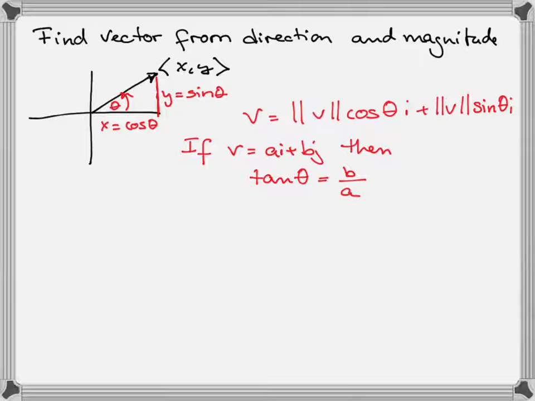Now, if the angle theta is really tangent, it's y over x, sine over cosine. So tangent theta here with my triangle would be sine theta over cosine theta. Now, if the vector is in standard form with ai plus bj, then the tangent theta is b over a, which is opposite over adjacent. And then, of course, to find the angle, you do the inverse tangent.